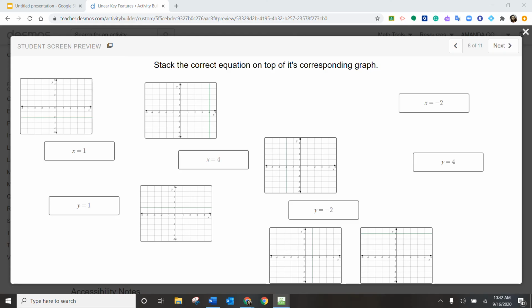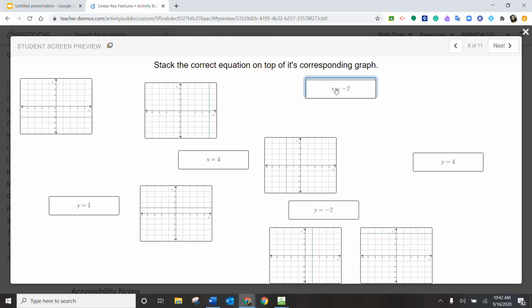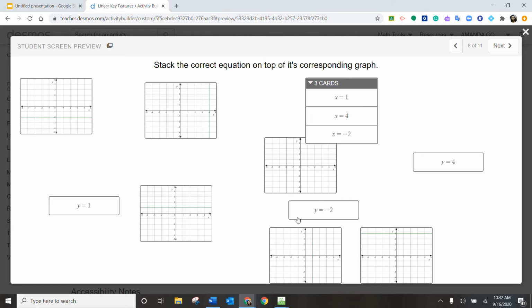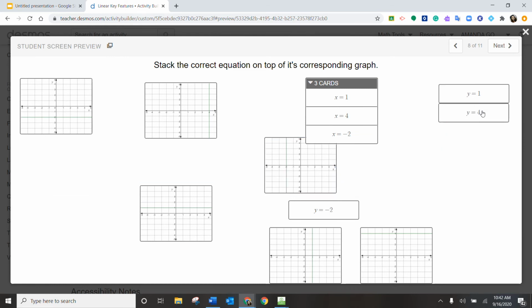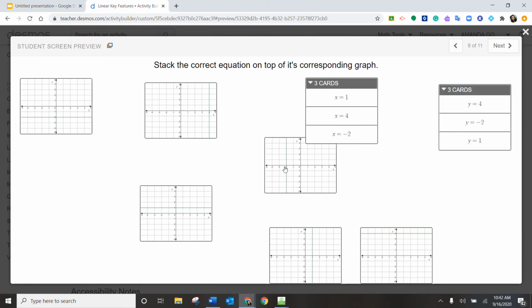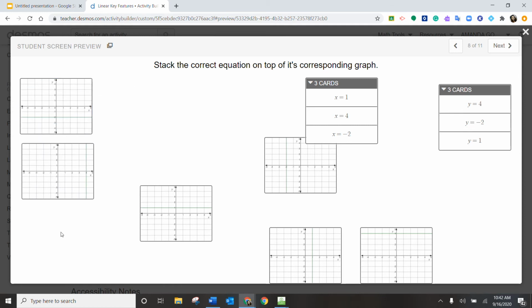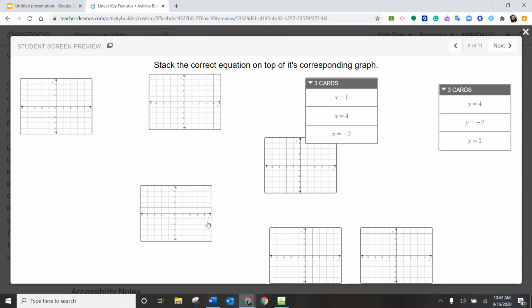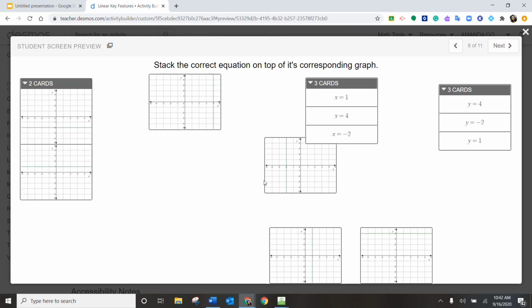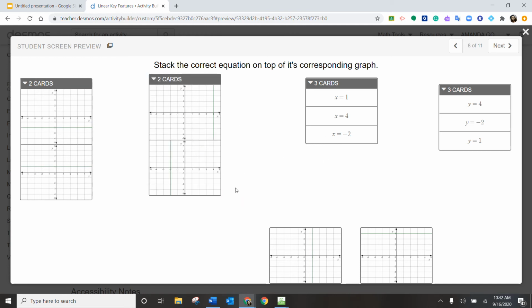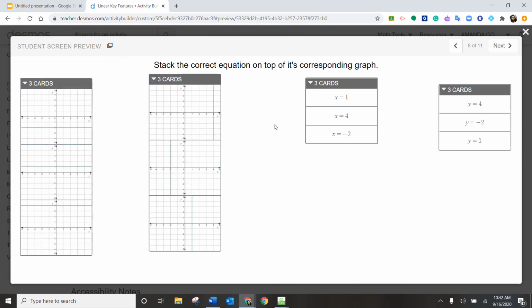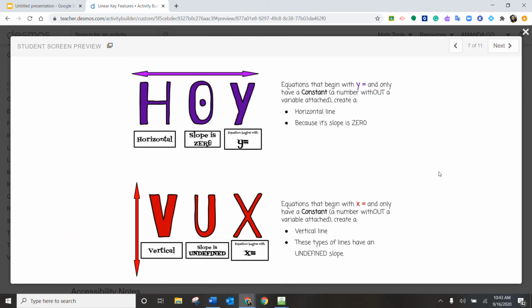So just like last time, you have another card sort. If you want, you can put together all of your x equals equations, which are just 3 of them. Then you have your y equals equations, and then you have a whole bunch of graphs. Now, the way I would probably separate them so that I can make it quicker, I would put together all of my horizontal lines and all of my vertical lines. Because then you can go back over here, review this, and find out, oh, horizontal lines begin with y equals.